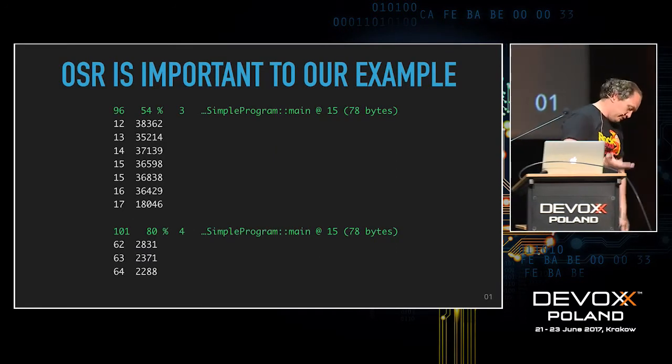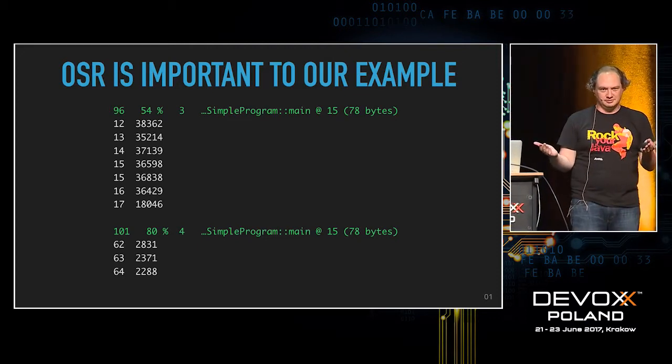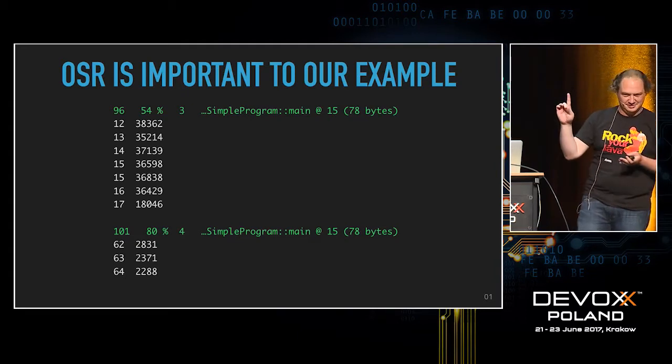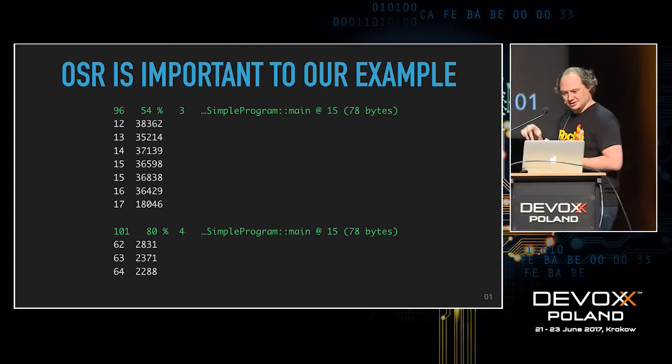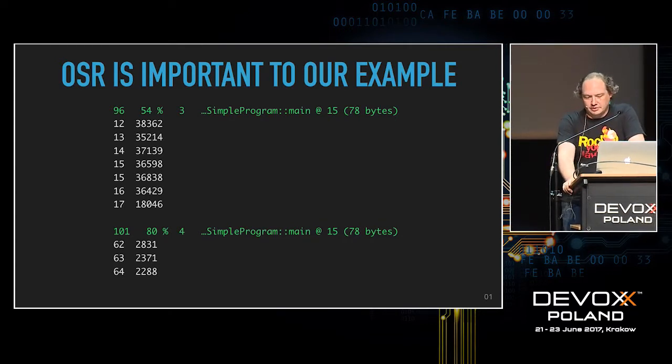And for our very simple program, this was important. How many times does main get called usually? 1. You can call it more than that. But most times, it's only called once. And so the only chance we're going to get to switch to machine code is if we compile a loop.